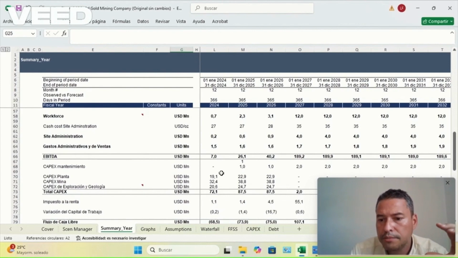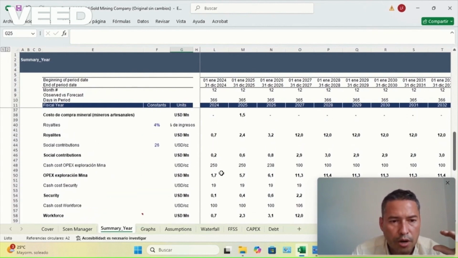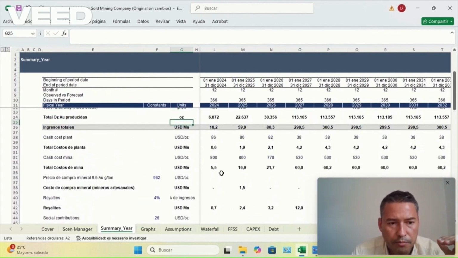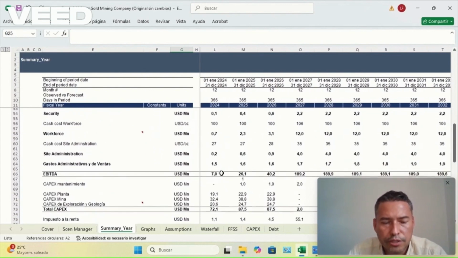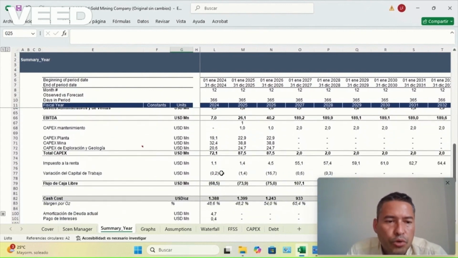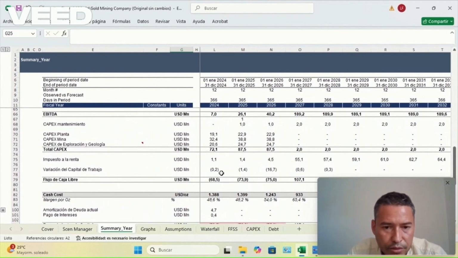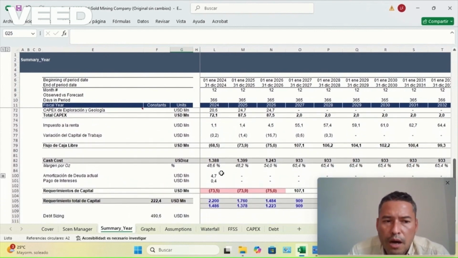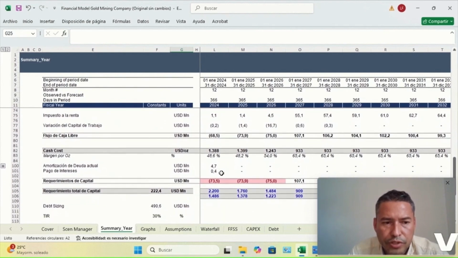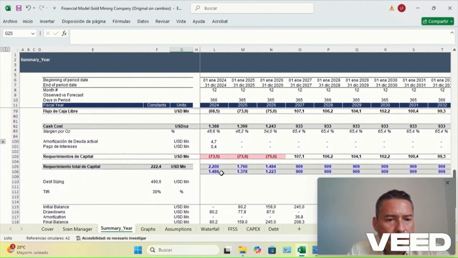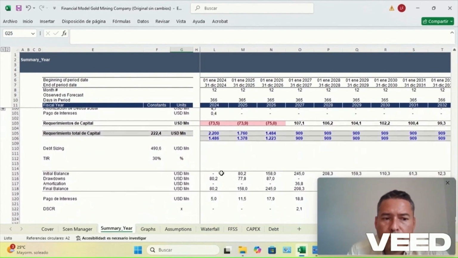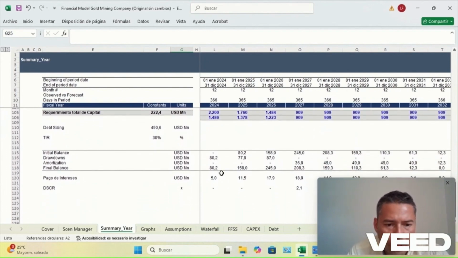So you will have income based on the production, then you will have the cost based on this group of costs. How much the production of an ounce costs you based on your cost at the plant, at the mine, the royalties, social security, workforce, site administration, and some others. Then you will have an EBITDA. You need a capex. You can add it by month or by year, and then the model gives you a cash flow. You can discount, for example, taxes and some other cash flows, for example, interest payments and capital payments, and you will have the capital requirements and a cash flow around it.